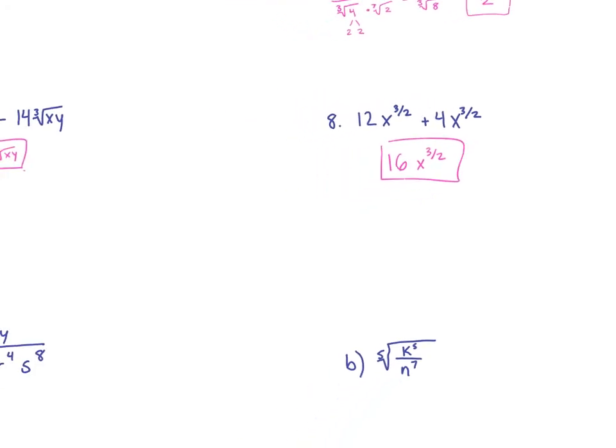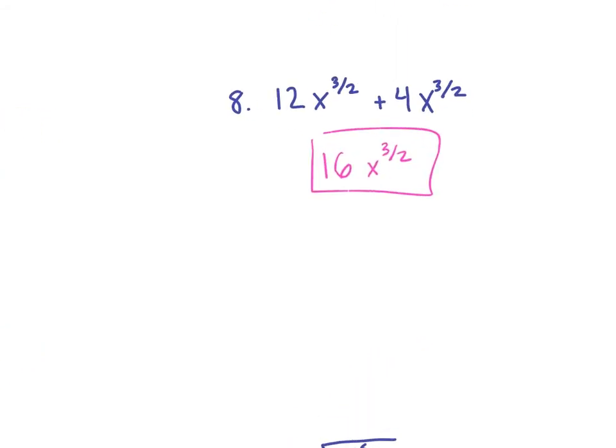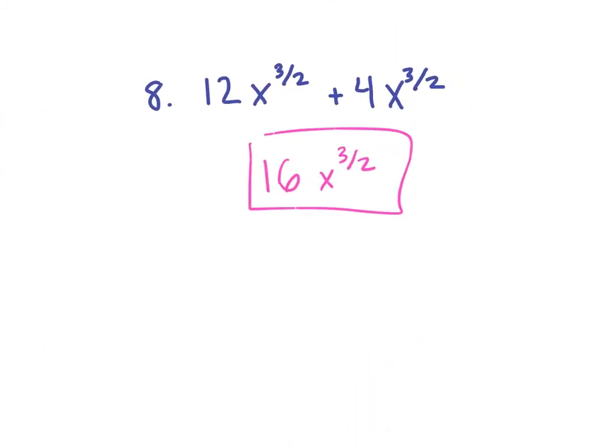That's all we have to do for those. Those are like the easiest ones. Just add or subtract, whatever it tells you to do to the coefficients. It'll either be adding or subtracting. But you can only do that if what comes after it is the same.